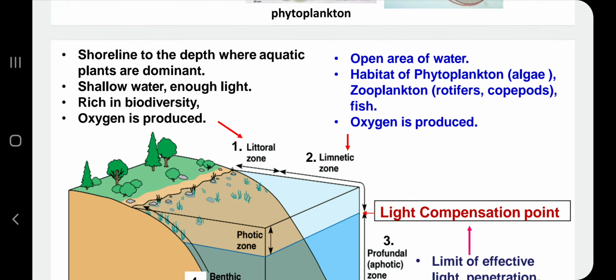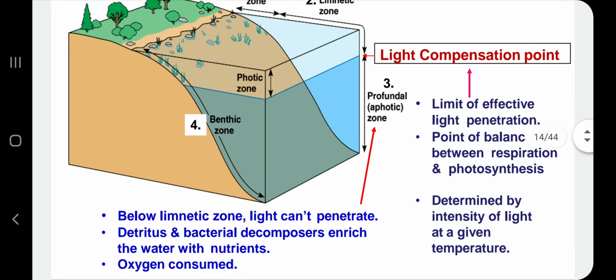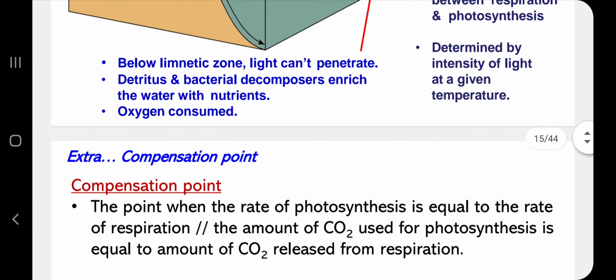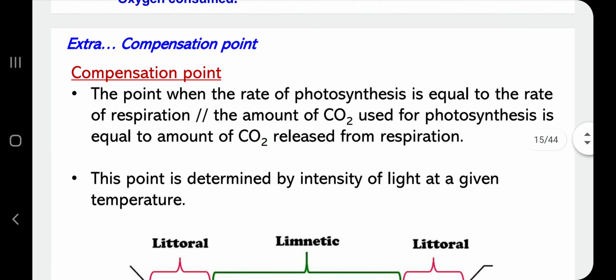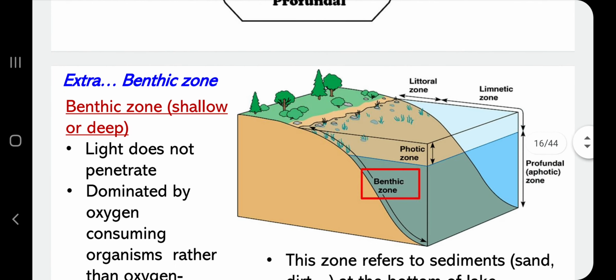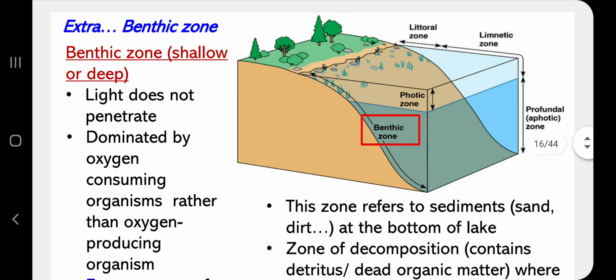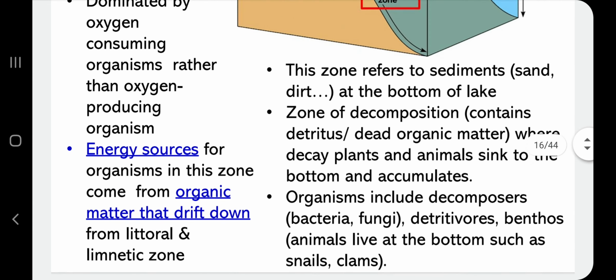Okay, these are just a summary of what we have learned so far for the lake ecosystem. Okay, for the compensation point and benthic zone, it's just extra information for you. It's already out of syllabus, but I would suggest you just read through. Okay, that's all. Thank you.